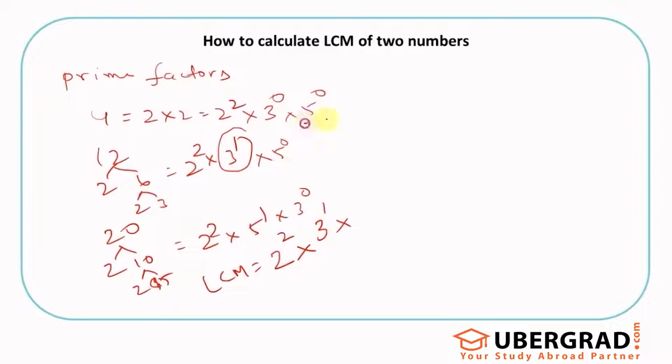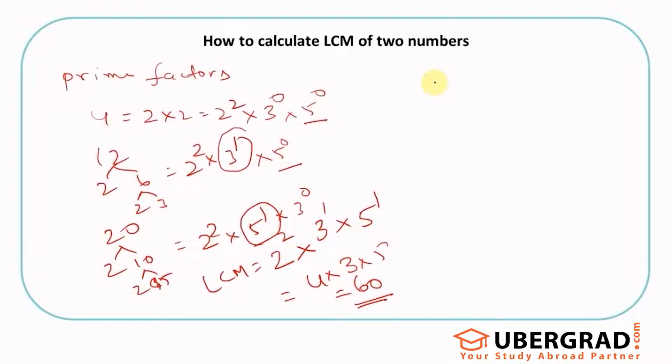And then for 5, I see 5 power 0, 5 power 0, and 5 power 1 here. So that's the highest one. So that is basically 2 square into 3 into 5. That's 12 fives, which is 60, what the LCM is. Which is what we got in the previous method also.